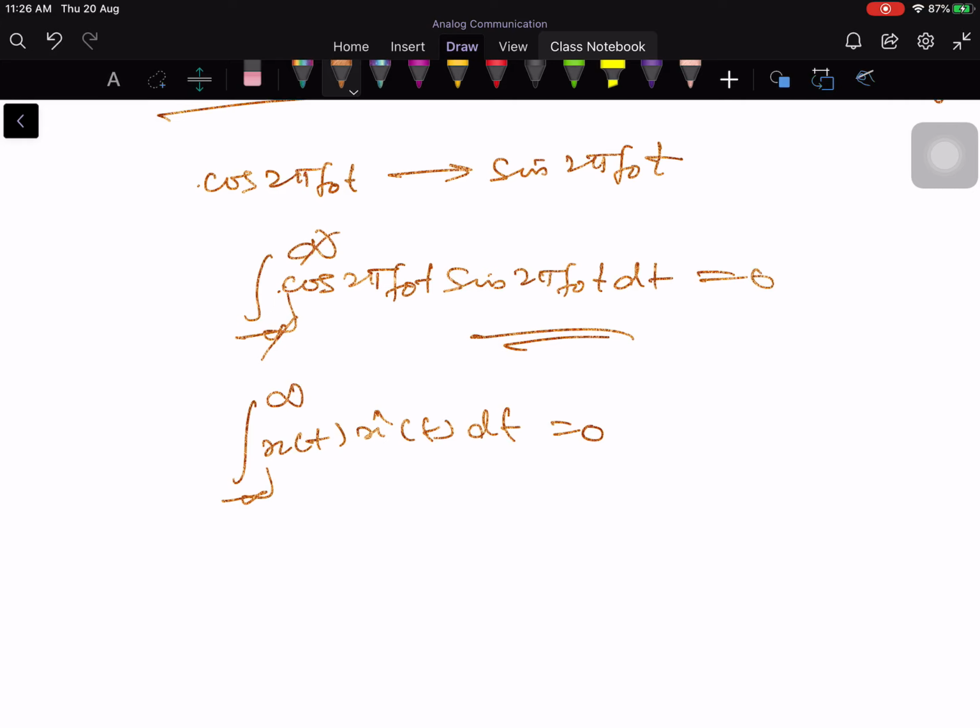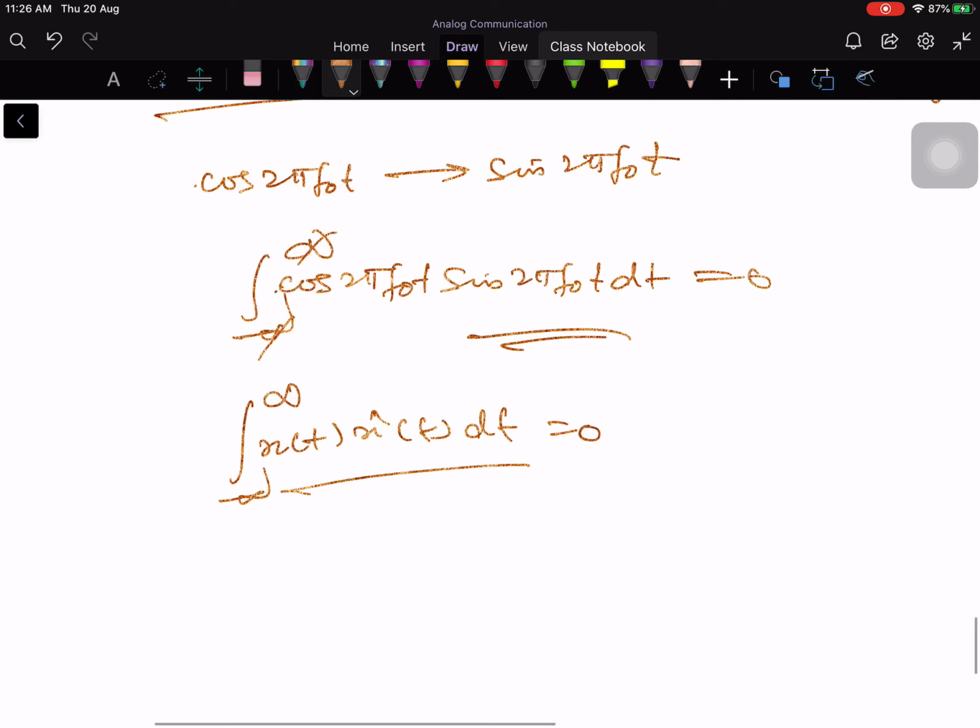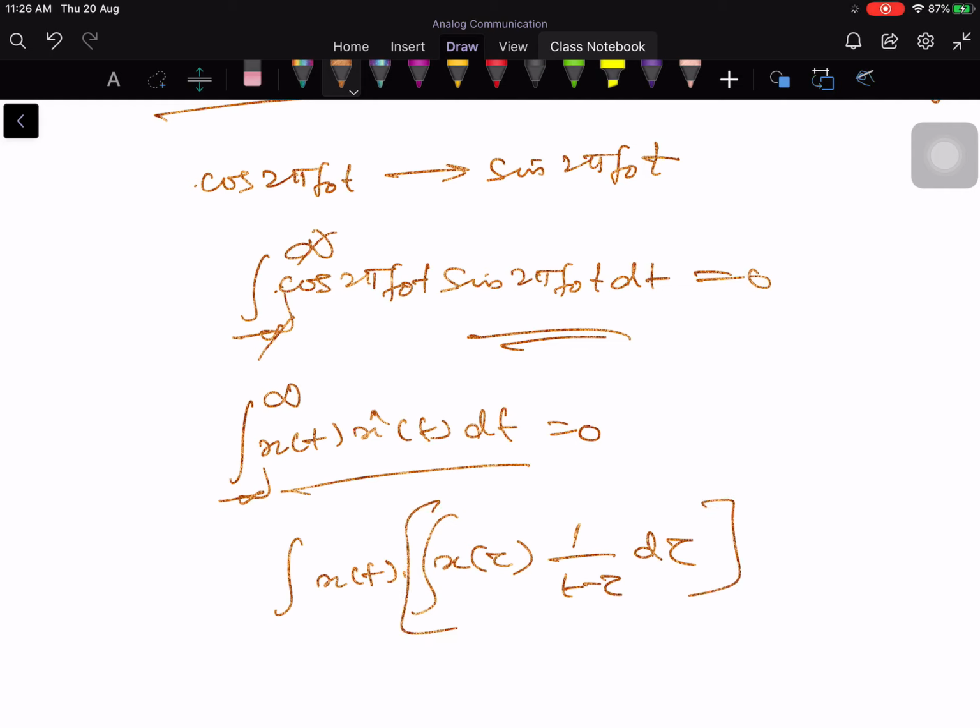Now how do you prove this? One way is to substitute for x hat of t in terms of the convolution integral, x of tau times 1 by pi (t minus tau) d tau, and see what happens to this integral. Using the time domain you can prove that.